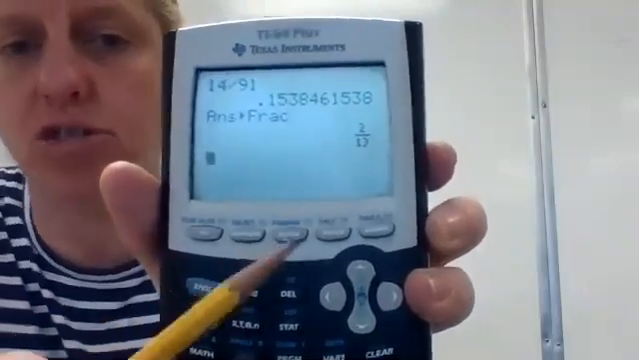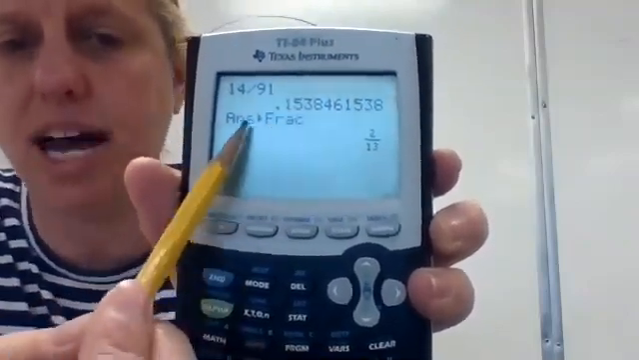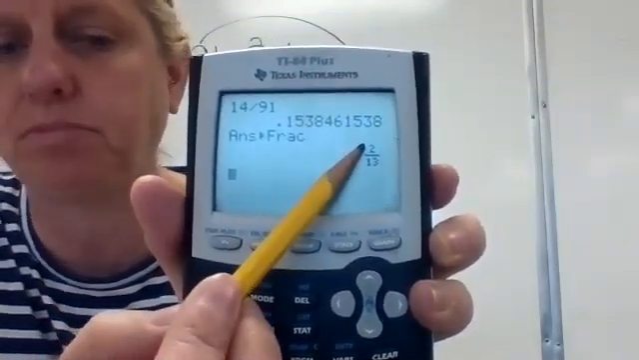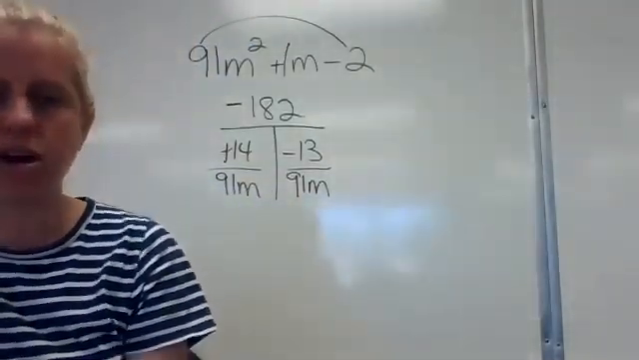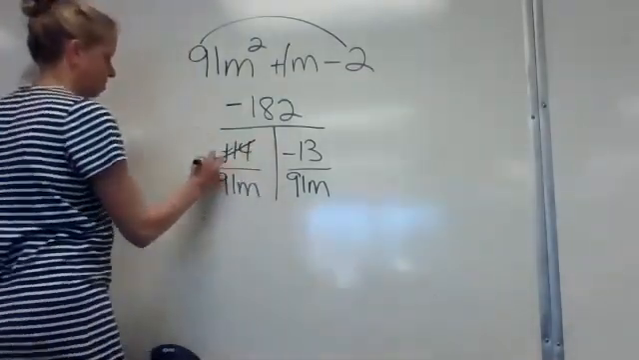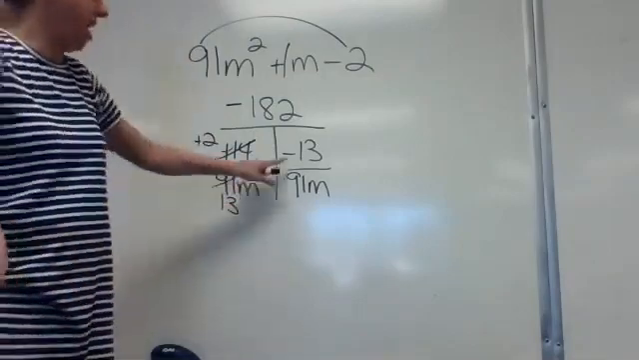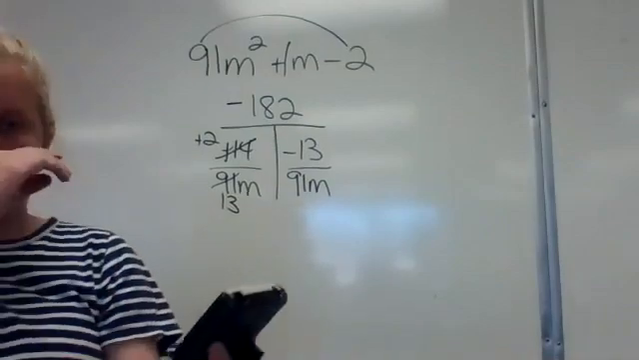So it does reduce. You'll notice that the 14/91, if it gives you that decimal, you turn that decimal into its simplified fraction. So it does reduce to 2/13. So plus 2/13. I don't know if -13/91 reduces either, so I'm going to try that one.